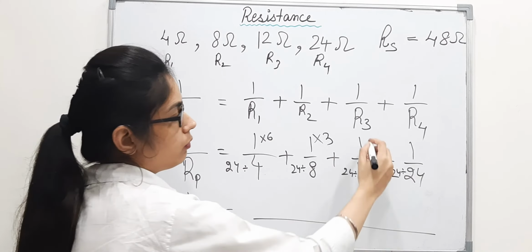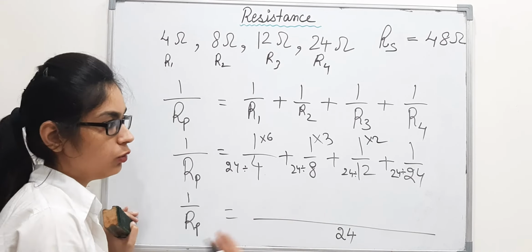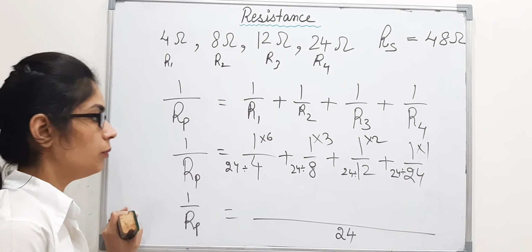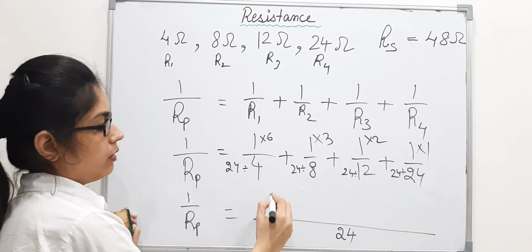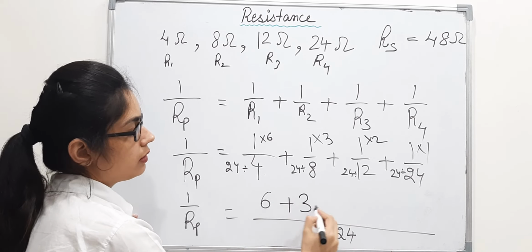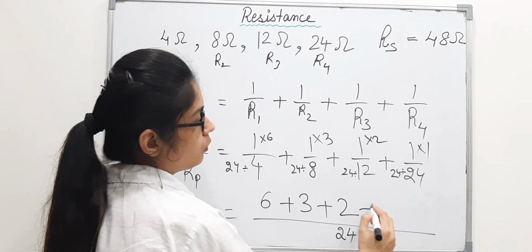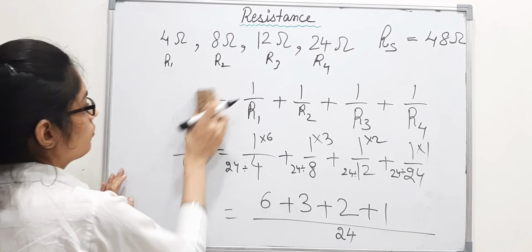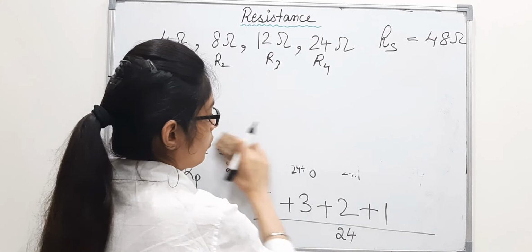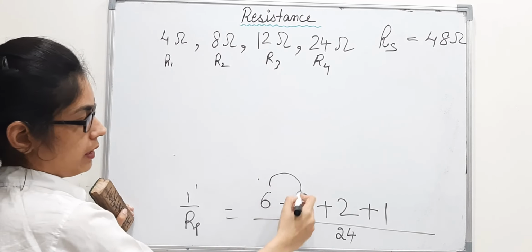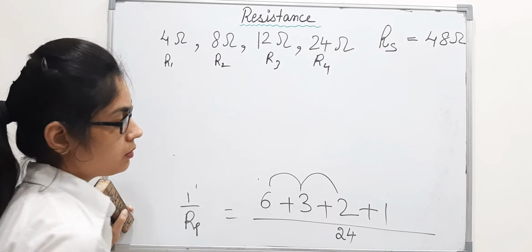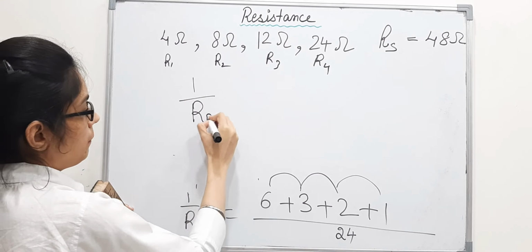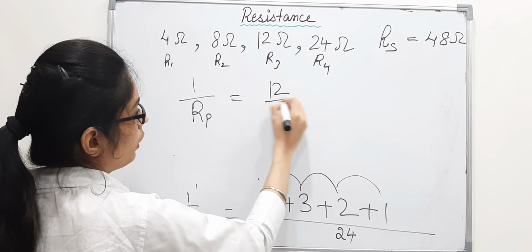24 divided by 12 will be 2. 2 you have to multiply with the numerator. 24 divided by 24 will be 1, multiply it with the numerator. 1 into 6 is 6. 1 into 3 is 3. 1 into 2 is 2, plus 1. You can add these now. 6 plus 3 is 9, 9 plus 2 is 11, 11 plus 1 is 12. So 1 upon Rp is equal to 12 upon 24.